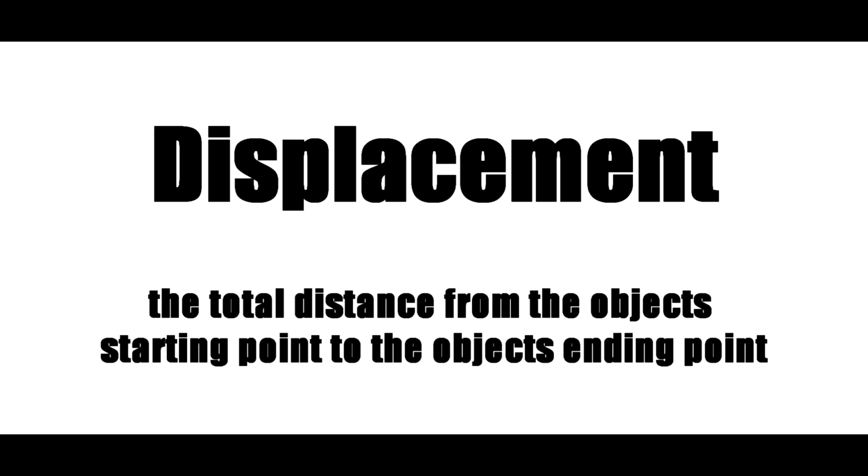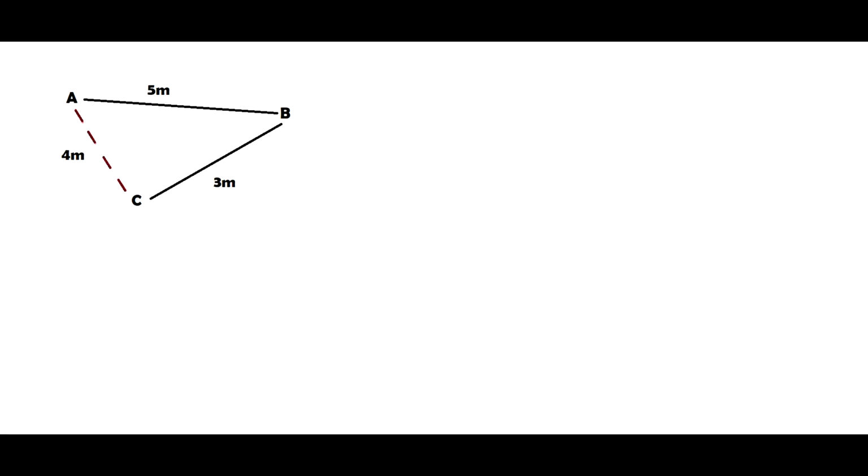Displacement, on the other hand, is the total distance from the object's starting point to the object's ending point. In this case, the magnitude of the object's displacement will be 4 meters. Notice how I use the word magnitude. Magnitude refers to the length of a vector.